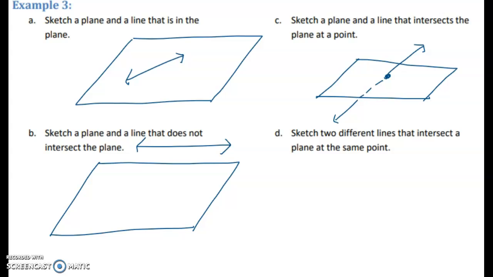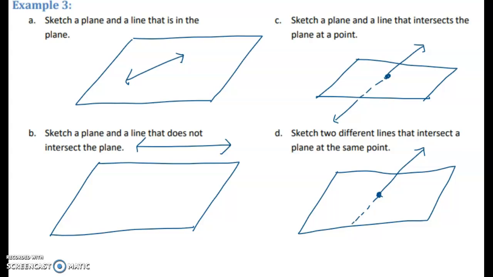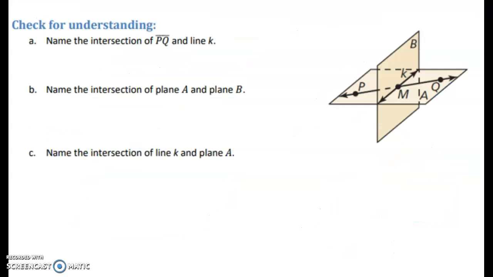And then it says sketch 2 different lines that intersect a plane at the same point. So you have a plane. So then you have a line, just like we drew last time, intersecting the plane. And then maybe your other line, I'll just switch colors to make sure it's clear. Your other line is going through the same point they said, and maybe it's going more straight up and down. So they both intersect this plane at the same point.